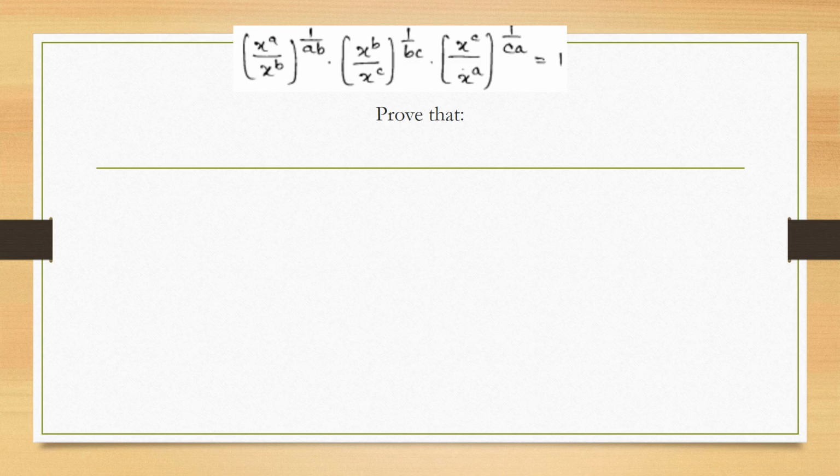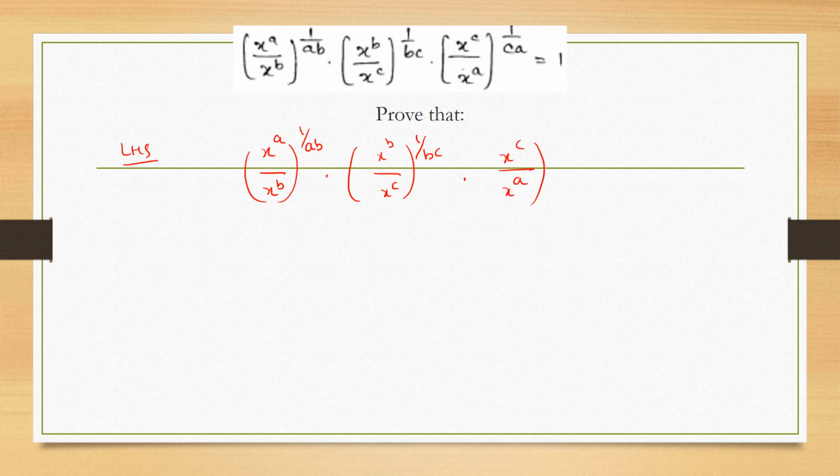Here we have to prove, this is another question where we can use laws of exponents and powers. We have to prove that this expression is 1. Let's consider the left hand side, which is x raised to power a divided by x raised to power b, the whole power is 1 by ab, times x raised to power b by x raised to power c, power 1 by bc, times x raised to power c by x raised to power a, power 1 by ca.